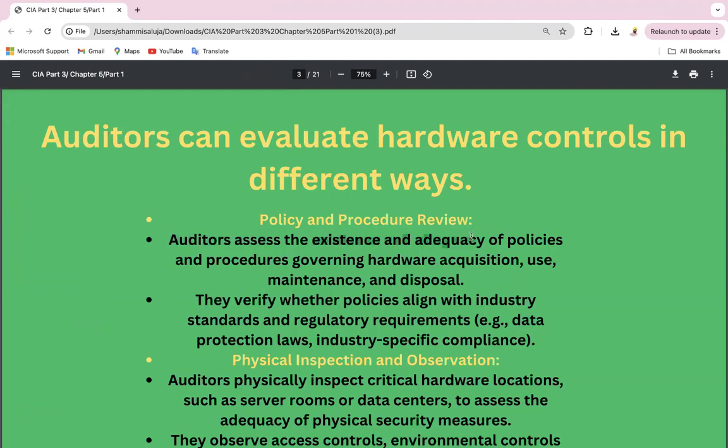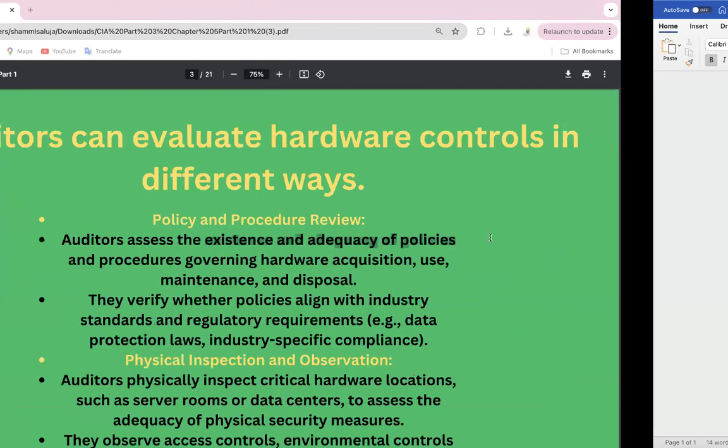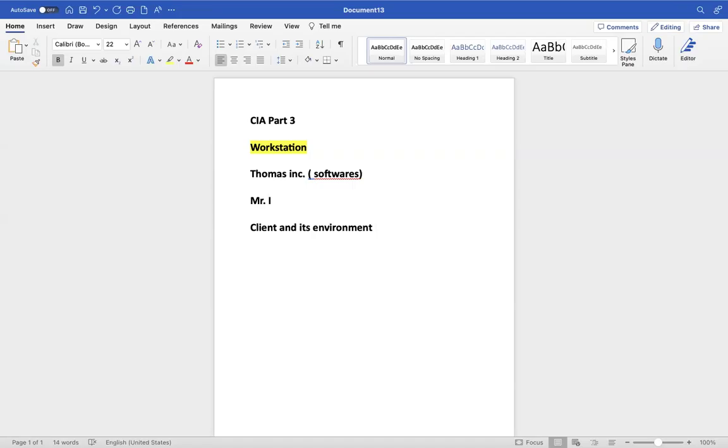Technically speaking, the auditors assess the existence and adequacy of the policies and procedures as per the industry norms. For example, if guidelines have been stipulated by the government for using particular specifications for the software or the hardware to be used by software companies, so that the environment does not get polluted, these specifications ought to be adopted by the organization in question, which is Thomas Inc. All right, so the point makes sense.